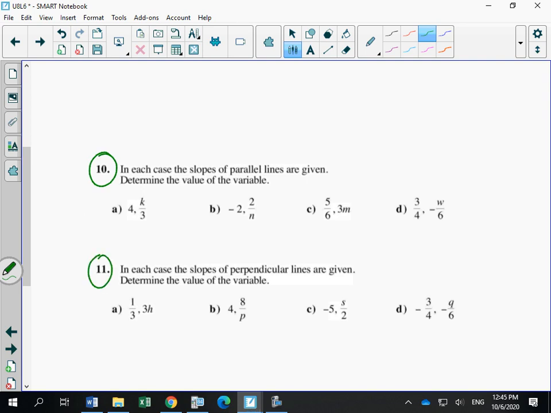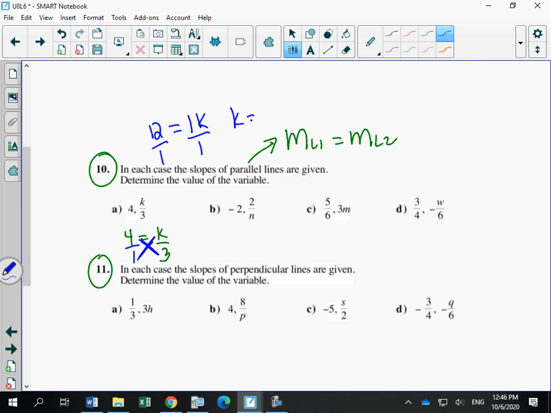So for number 10, in each case, the slopes of parallel lines are given. So write yourself your note: parallel lines, slope of line 1 is equal to slope of line 2. So for this example, 4 is equal to k over 3. Convert 4 to a fraction, and let's cross multiply and solve for k. So 4 times 3 is 12, and that is equal to 1k. Divide both sides by 1, and k is equal to 12. Let's see if that makes sense. If I put a 12 up here, 12 divided by 3 is 4. And that should make sense in your minds, right? You should say 4 is equal to 4. If they have the same slopes, they are parallel.